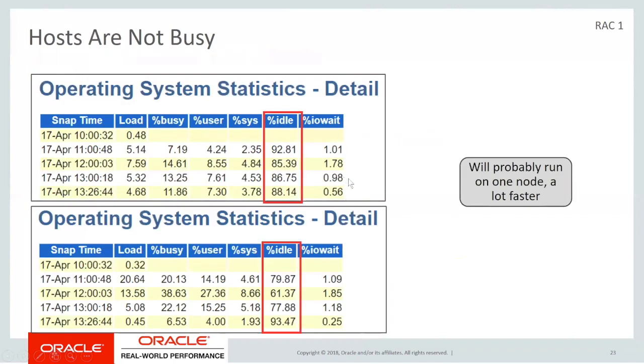Remember, we were using little DB CPU on both nodes, which each had 20 cores on board. The operating system statistics detail confirmed this. Both instances are not busy at all. Very likely, if you were to switch off the second node and have all the load go to the first node, you would immediately lose all the GC wait events, and very likely the first node can just take the load as it is right now. So this will probably run on one node a lot faster, just judging by what we see right now in this AWR report.